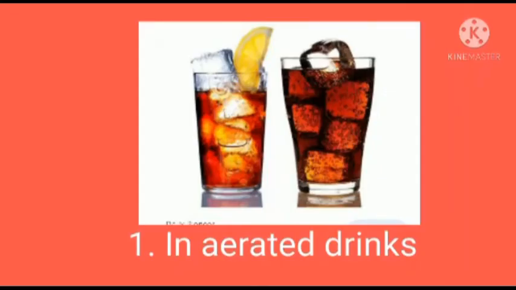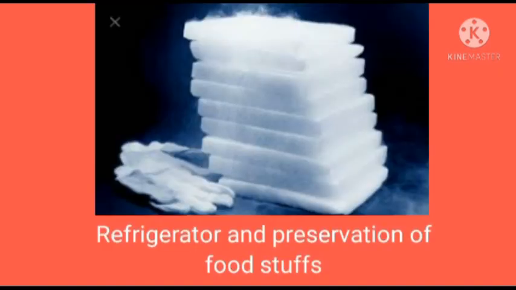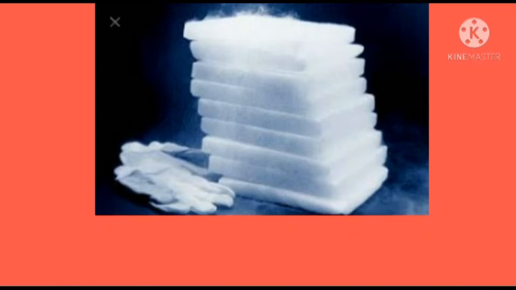The first use is in aerated drinks. Carbon dioxide is used in the manufacture of aerated drinks because the gas is dissolved in water under pressure to give soda water. Second use, refrigeration and preservation of foodstuff. Solid carbon dioxide, dry ice, is used as a coolant and refrigerant in ships for preserving food articles like fruits, vegetables, meat, etc.